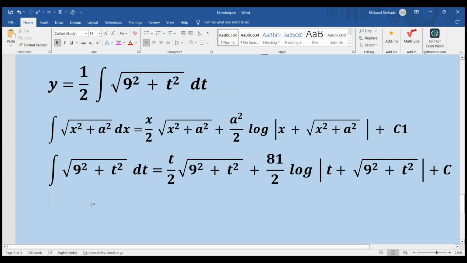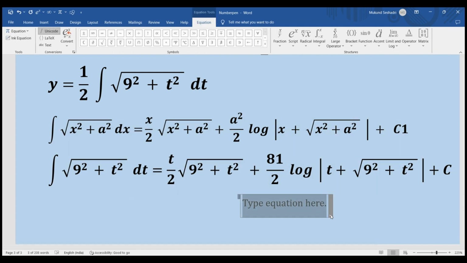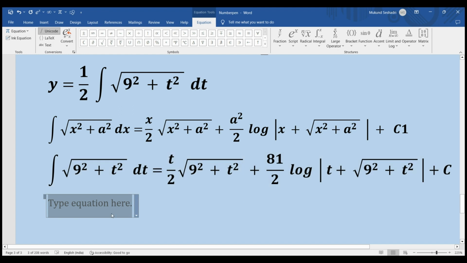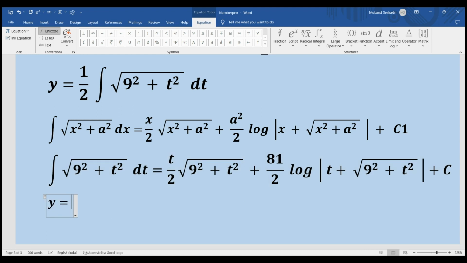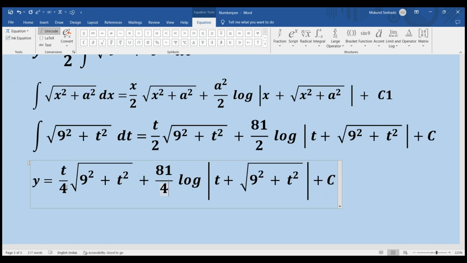Now what is our y? My y is nothing but half times this integral, right? So all that I will do in the next step is write my y. But please notice that we have to put back everything in terms of x. We have it right now in terms of t. So my y is nothing but half of the integral of square root of 9 square plus t square times dt, right? We already have the answer for that integral, so all that I need to do is multiply it with a half. So what do we get? There we are. That's my y, but it is in terms of t.